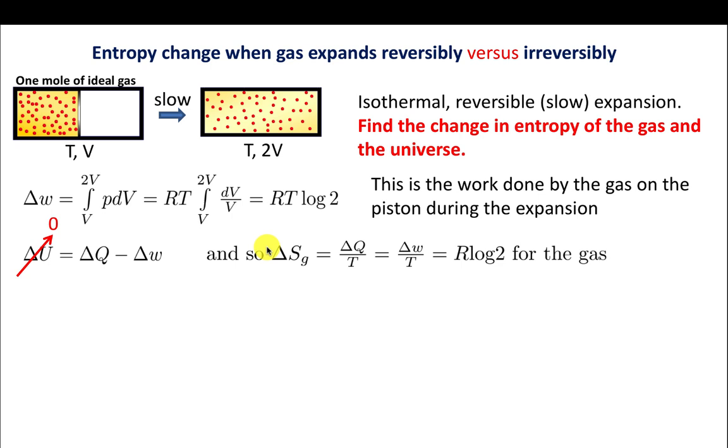delta Sg, the change in the entropy of the gas, is equal to the amount of heat that you've put in divided by the temperature of the gas. But delta Q then is exactly equal to delta W, and delta W we have calculated to be RT log 2. And so R log 2 is the change in entropy of the gas when it is allowed to expand reversibly, slowly, and of course at constant temperature. Now this gas did work, and so heat came from the outside, from the reservoir.